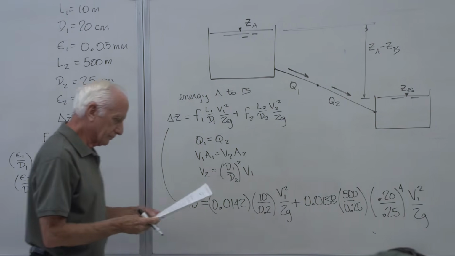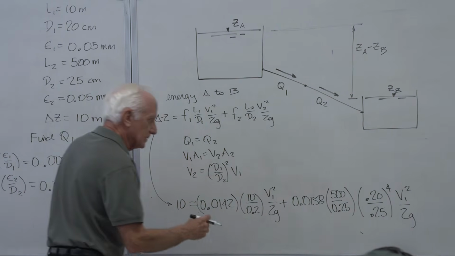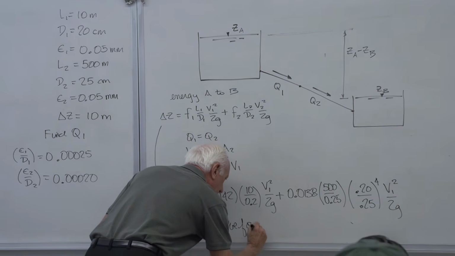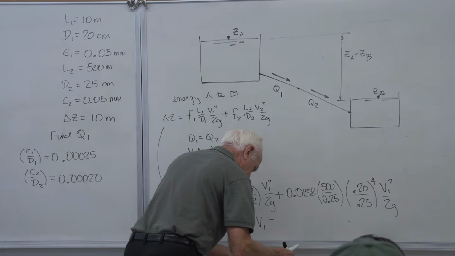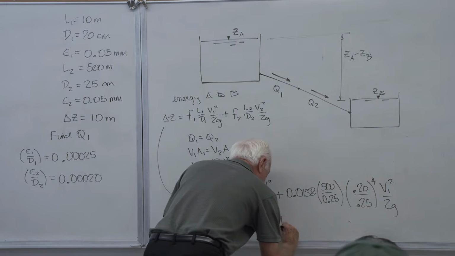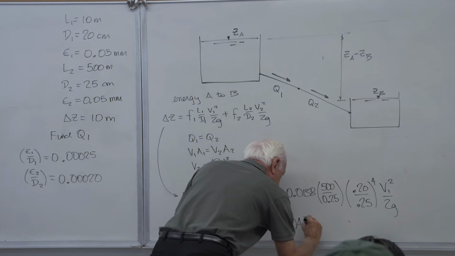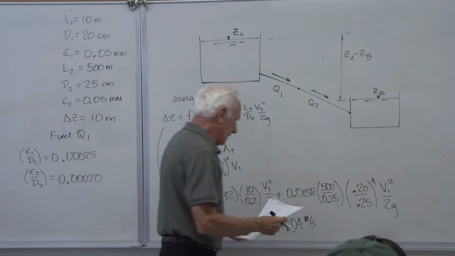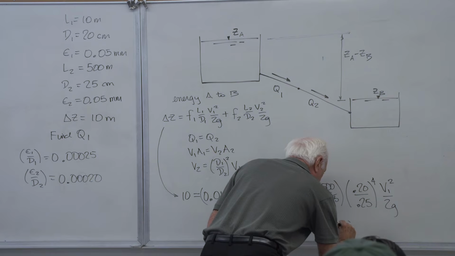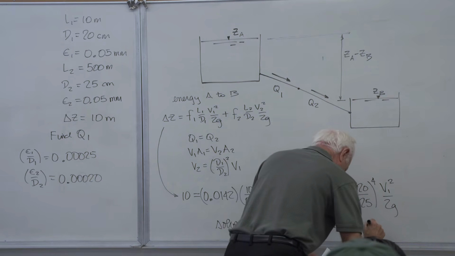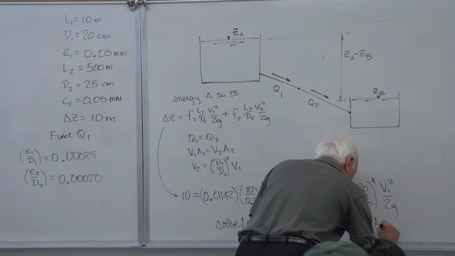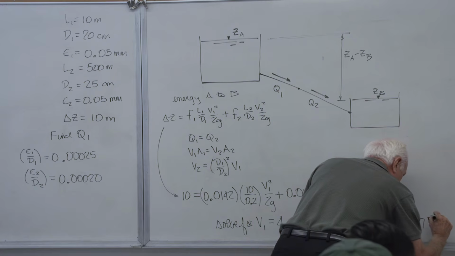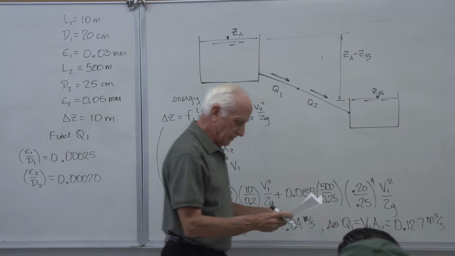There it is. Everything's known except V1. I know g. Solve for V1, and I get V1 equals 4.04 meters per second. And then I can get Q1, V1 A1, 0.127 cubic meters per second.